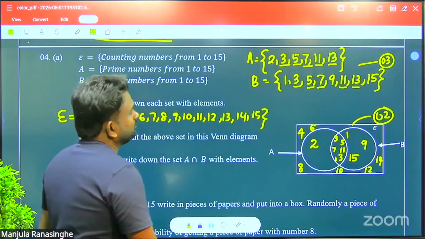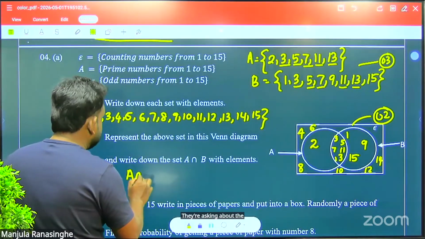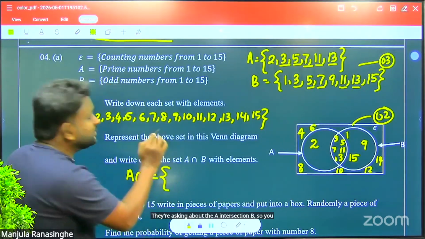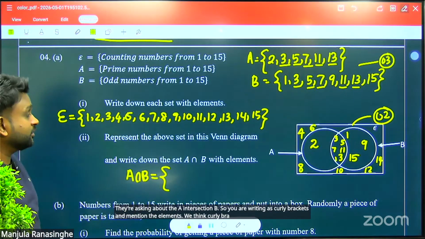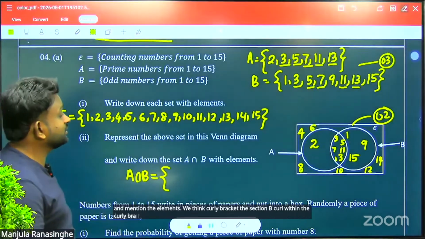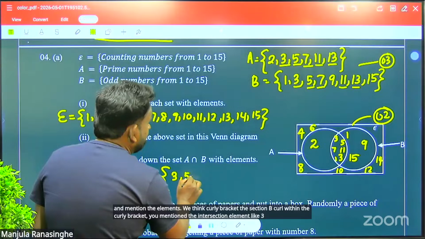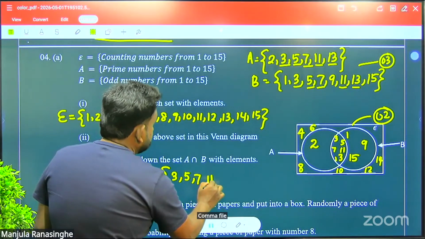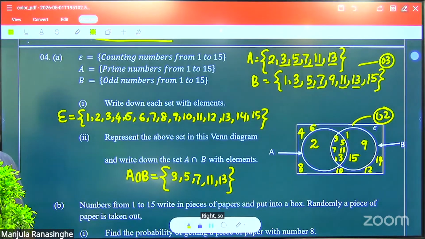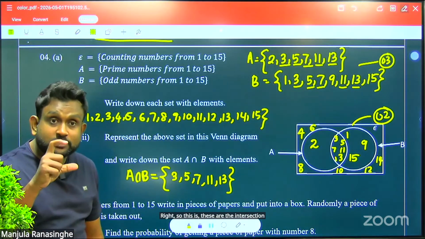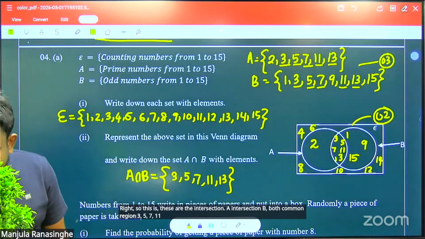And then they are asking about A intersection B. So you write curly brackets and mention the elements within the curly brackets. A intersection B equals, within the curly bracket, you mention the intersection elements like 3, 5, 7, 11, 13. Right. So these are the intersection, A intersection B, the common region: 3, 5, 7, 11, 13.